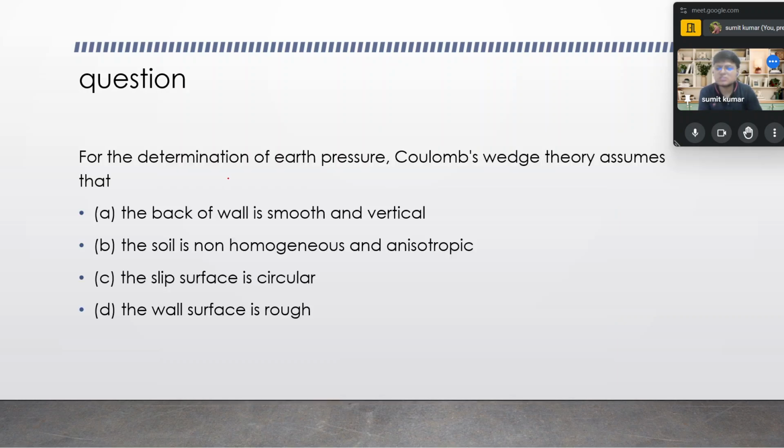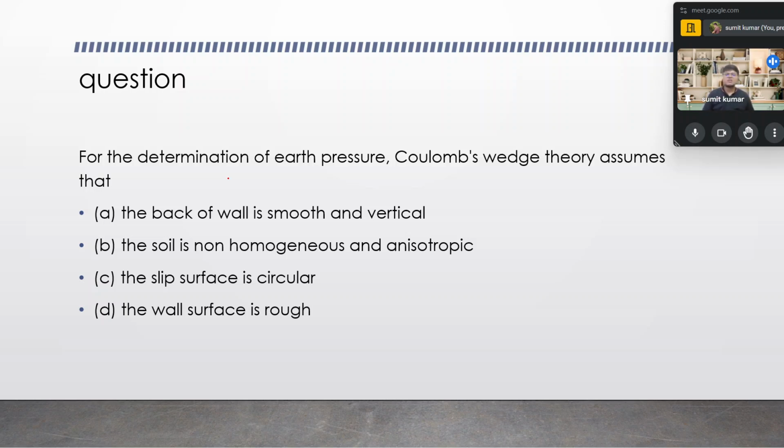Yes. So the next question is: for the determination of earth pressure, Coulomb wedge theory assumes that the back of the wall is smooth and vertical. We have not read this very firmly, but as of now we will take this question and carry forward this concept in the next class as well. But this is a small problem, I think everyone knows.